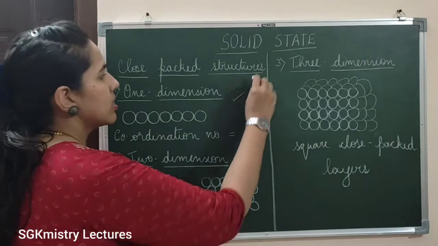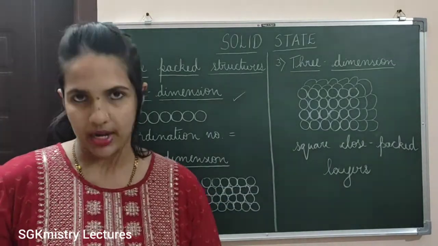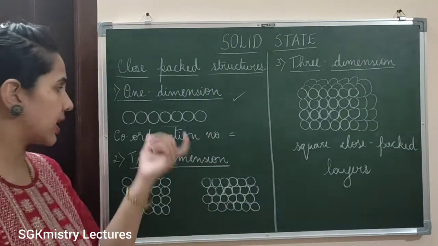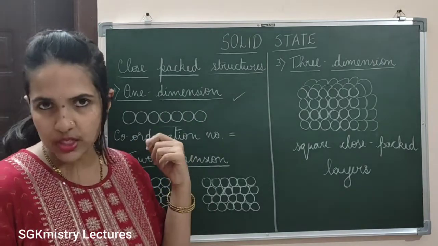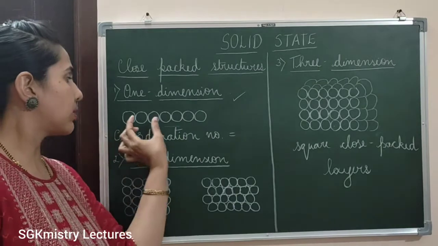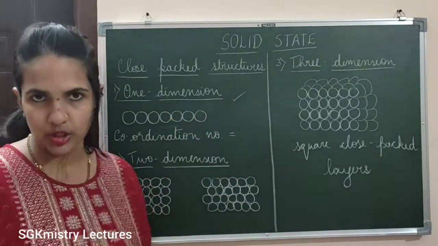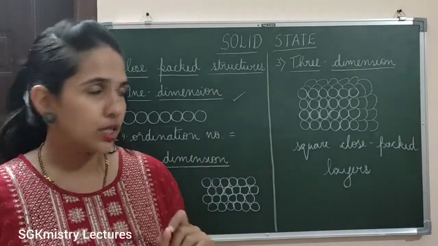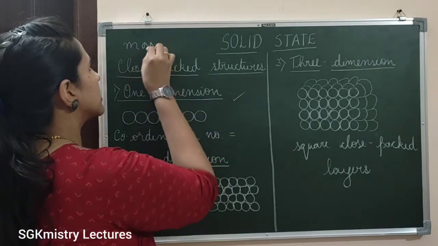So here the first level is one-dimensional arrangement of the particles. So in one-dimensional arrangement, we can consider these spheres are the constituent particles of the solid. In one-dimensional arrangement, the particles are arranged one after the other by joining with each other. The arrangement of particles in the solids is in such a way that they occupy maximum space.